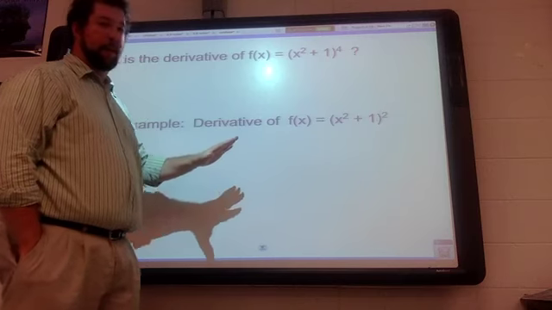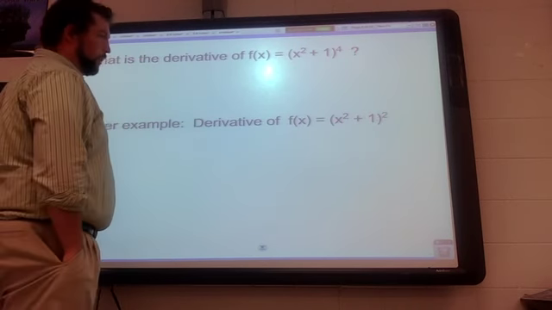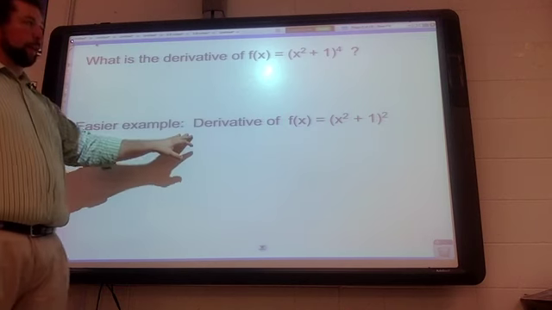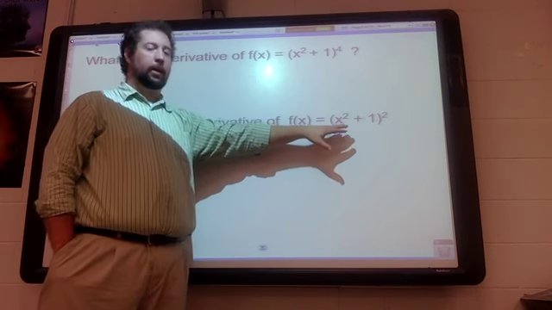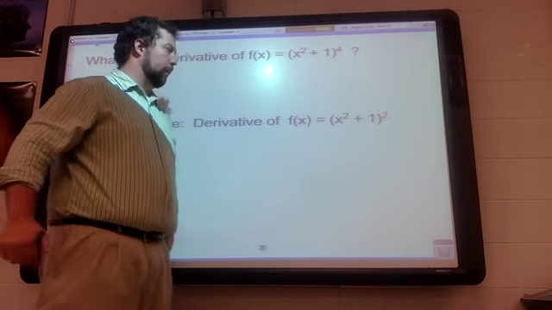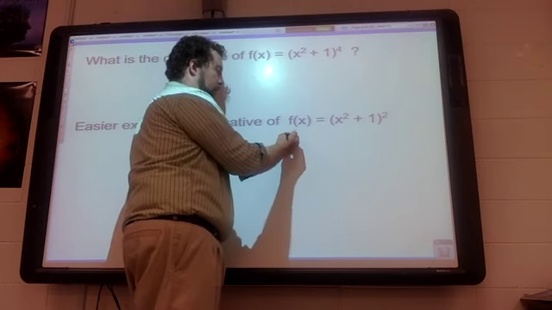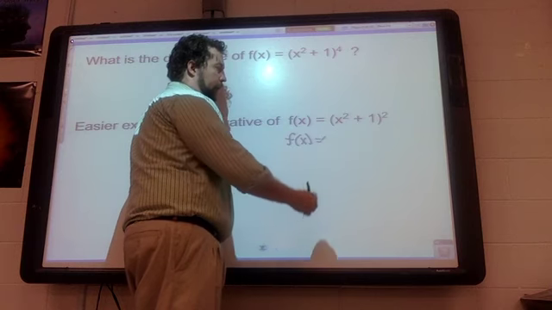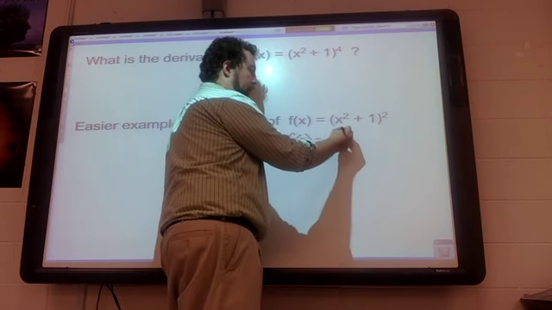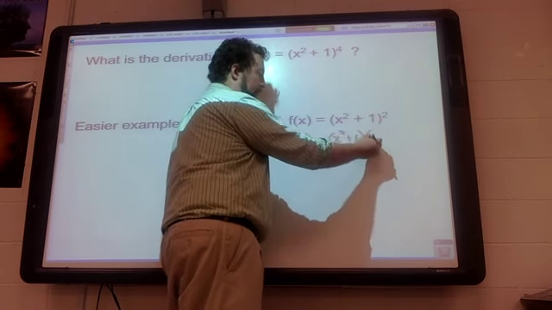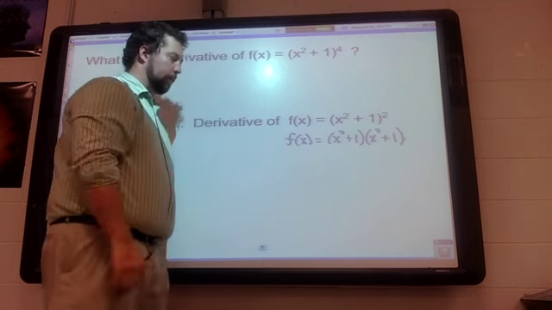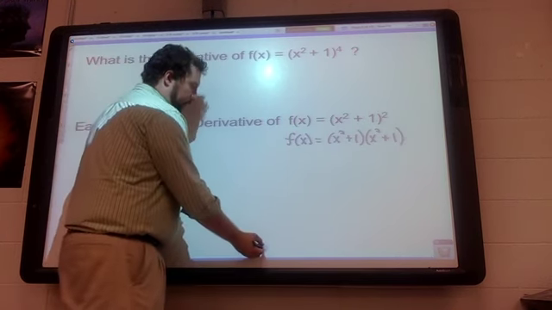Alright, so let's take a step back. Let's do some stuff we do know. Okay? So let's look at this easier example. Instead of going to the fourth power, let's go to the second power. Alright, well, if you remember, hopefully, if you say something squared, that means x squared plus 1 times itself, x squared plus 1. Alright, well, that doesn't look a whole lot worse.